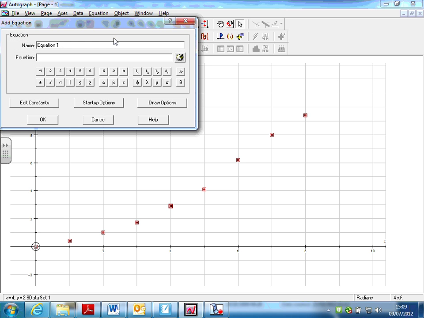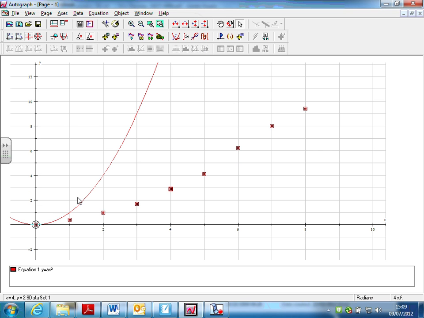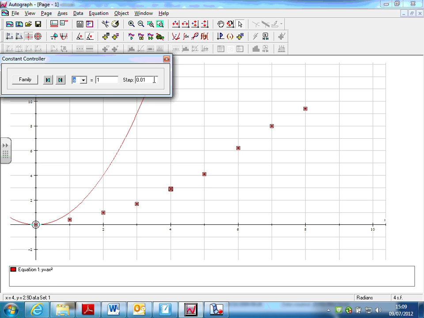So it may be that this is a part of some sort of square thing. So I could put in y equals ax squared. Okay. And you can see this is curving up. The steepness of the curve depends on the value for a. And we've got a constant controller here, which allows us to change the value of a. So if I make a smaller, we can see, I can change the step size to smaller or bigger amounts. If I change the step size in fairly small chunks, you can see that the curve sort of approaches these data points. It's not a very good match, but I could say that this function looks a little bit like y equals 0.16 x squared.